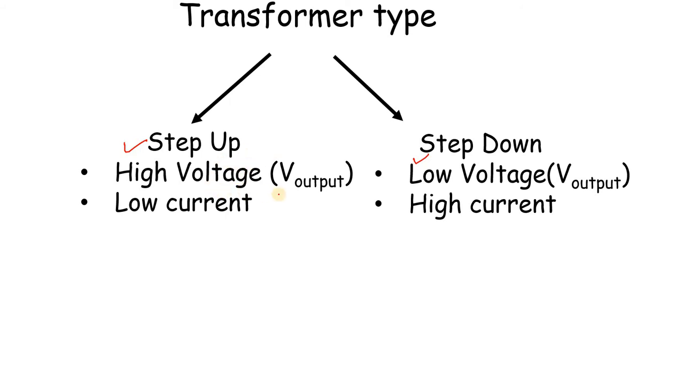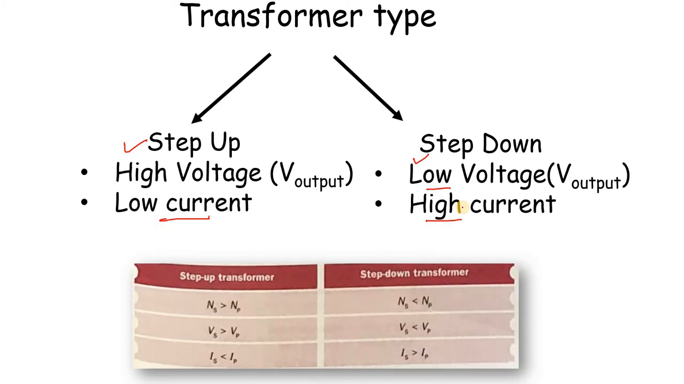Okay, if the voltage is high in the output, you will say step up. So high voltage means low current. We are going to discuss in just a couple of minutes what that means. Then step down, the output voltage will be low and the current will be high. So based on the equation we have discussed, if the voltage is very high in the secondary, it means the number of turns will be more. And similarly in step down, just reverse this: if the primary voltage is more than the secondary, it means the number of turns in the primary will be more.